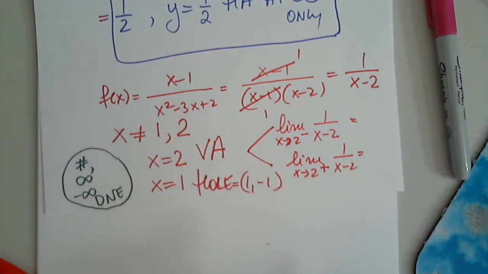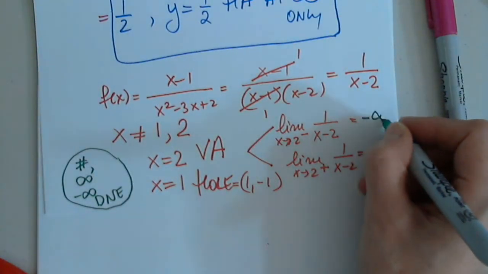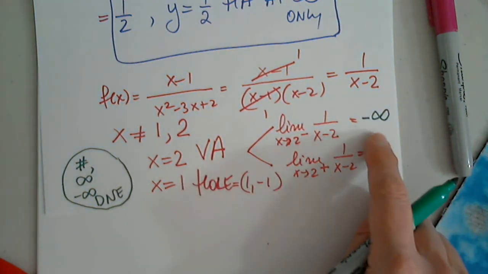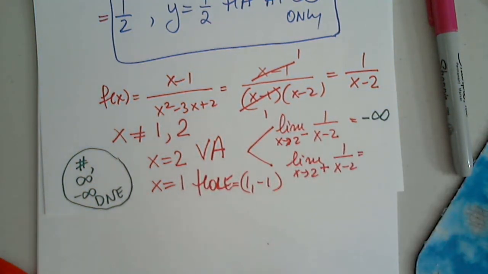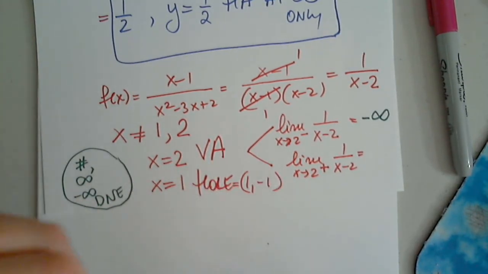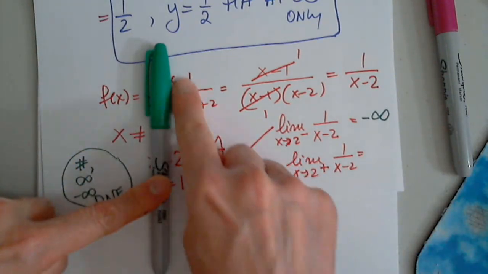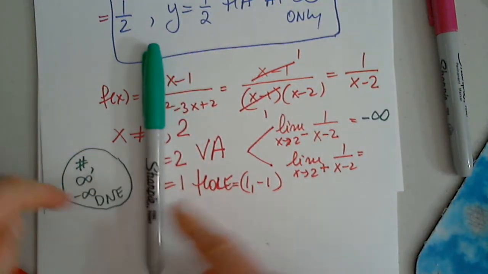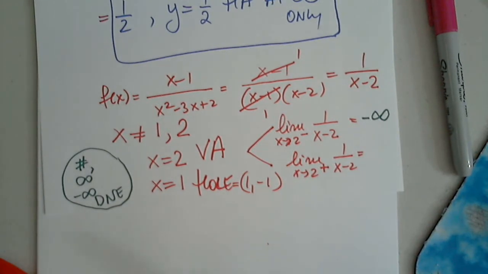DNE. The limit from the left of 2, I imagine that I plug in 1.9, and this is negative infinity. It's a vertical asymptote. We know that if it's a vertical asymptote, the limits have to be infinity or negative infinity on both sides. Most probably, it's a rational function. It cannot be a DNE. Good. And what about the other one?